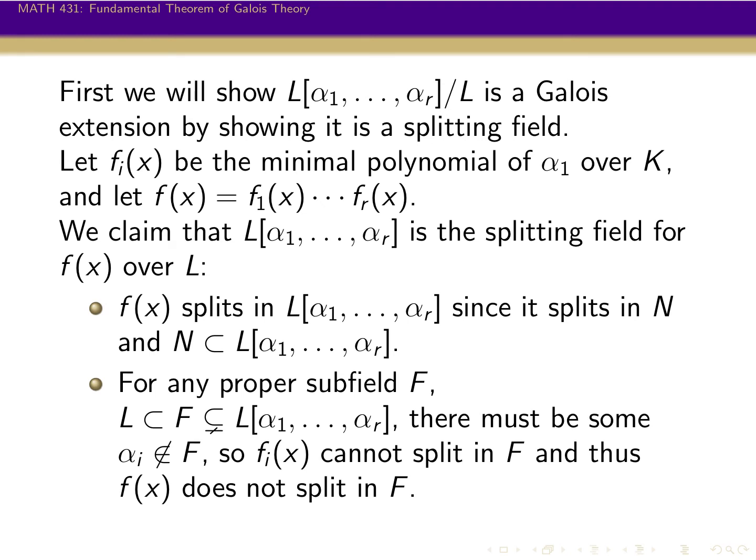Furthermore, if we took any proper subfield F inside of L adjoin alpha 1 through alpha r that contains L, well, if it's not equal to L adjoin alpha 1 through alpha r, there must be some alpha I that's not in F. And if alpha I is not in F, then there's no possible way that f sub I can split in F. And since f sub I is a factor of f, that means that f of x can't split in F as well. So we have that it splits in L adjoin alpha 1 through alpha r, and it doesn't split in any smaller field. And so that tells us that it has to be the splitting field.